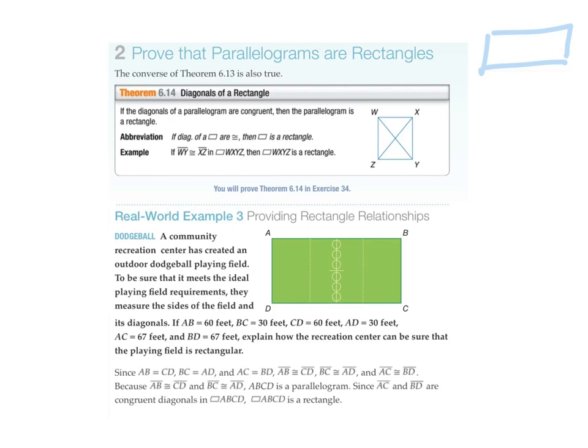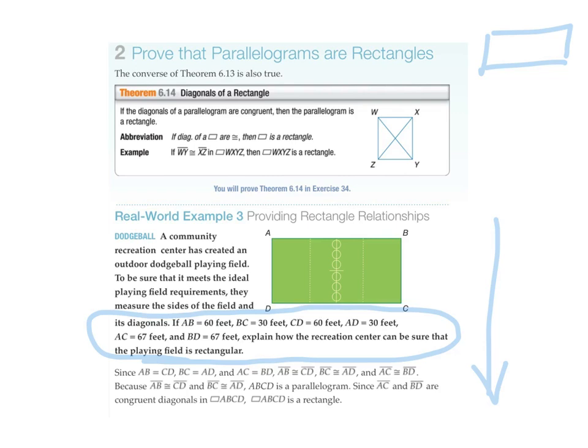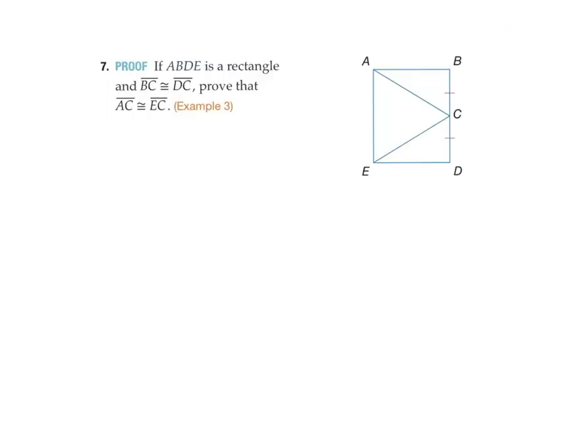Okay, and in the real world exercise example 3, they're showing it to you by proof. But again, look for all the information that you are given in the statement. Okay, that's going to lead you into what you need to do as far as the question is concerned. So here's obviously a proof type question. So you know that you always start with what is given. Okay, well, it tells you that ABDE is a rectangle.